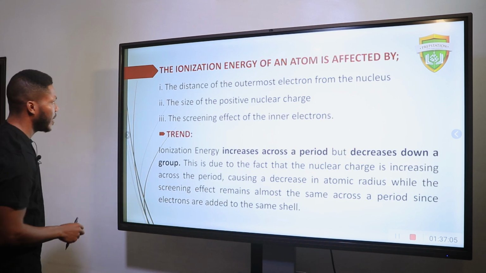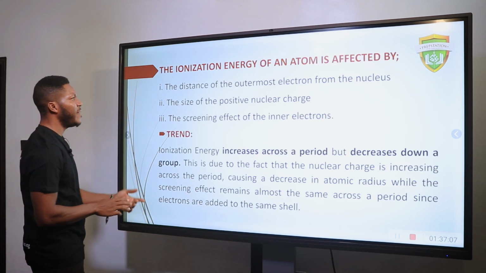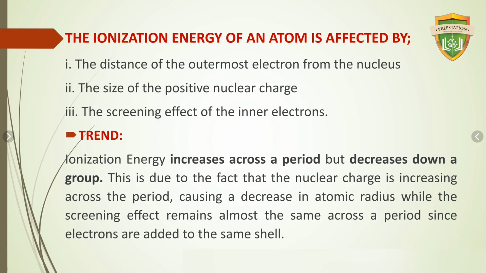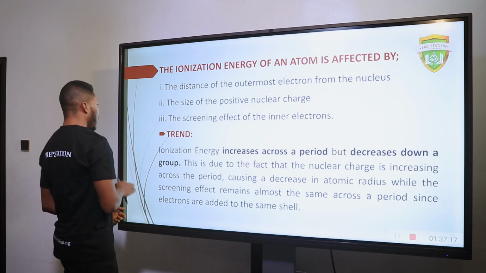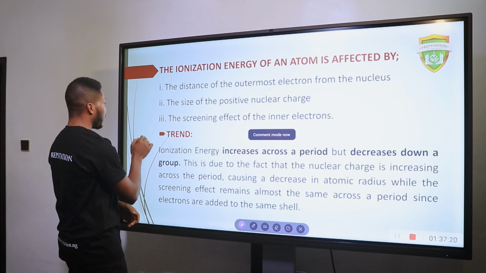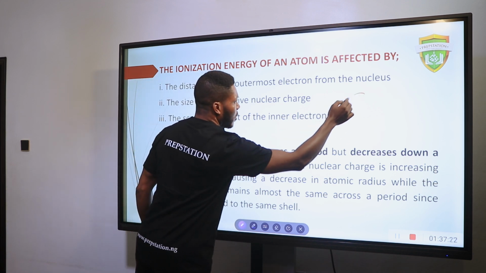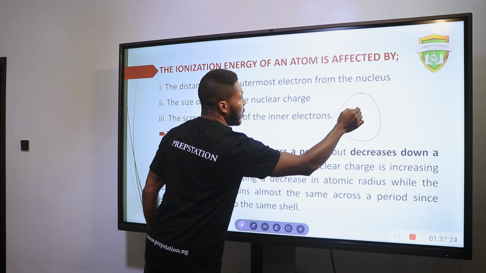What is the trend like? Now, this process is affected by 3 factors. The first one is the distance of the outermost electron from the nucleus. Okay, don't forget the nucleus. The nucleus contains the protons of an atom. Let's go back to our elementary chemistry.